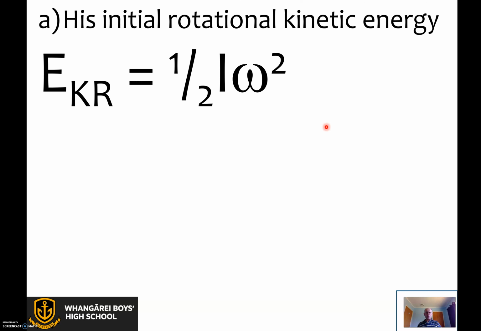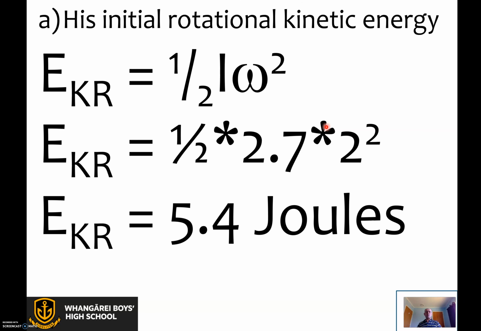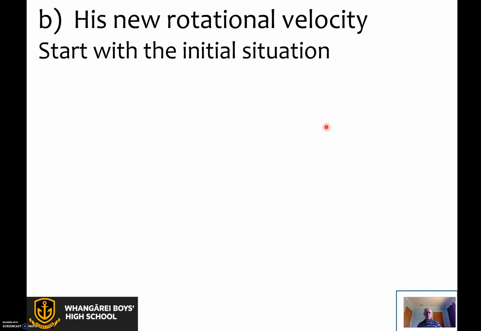That's the formula we just put down. Put the numbers in: half times 2.7, that's the rotational inertia, times omega squared, and we get 5.4. That's cool. Joules, that is. Not very many joules, but that's okay. My new rotational velocity will go up.